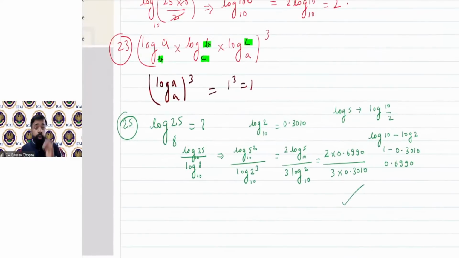Now, what is your task for today? The main task for today is to revise all these questions first, which we have discussed today.